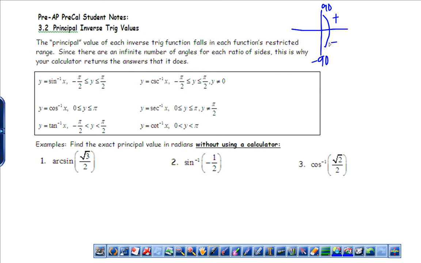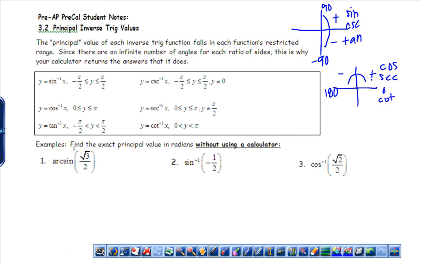And the functions that fall into this are sine and its reciprocal, cosecant, and tangent. And then the second one falls between 0 and 180, where we have positive values here and negative here. And what falls into this is cosine and its reciprocal secant and cotangent.